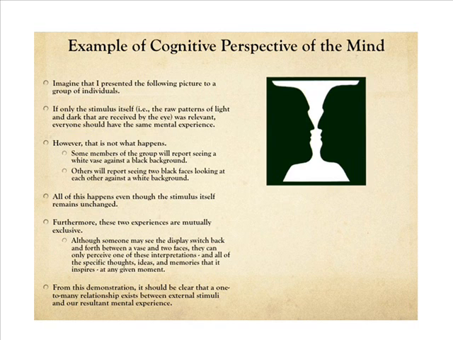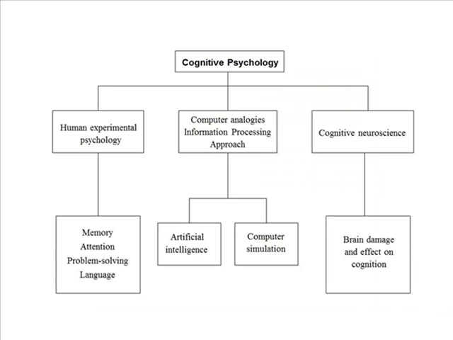This third example is one of the cognitive perspective of mind. Imagine that I present the picture you see on this side to a group of individuals. If only the stimulus itself, the raw patterns of light and dark that are received, was relevant, everyone should have the same mental experience. However, that is not what happens.